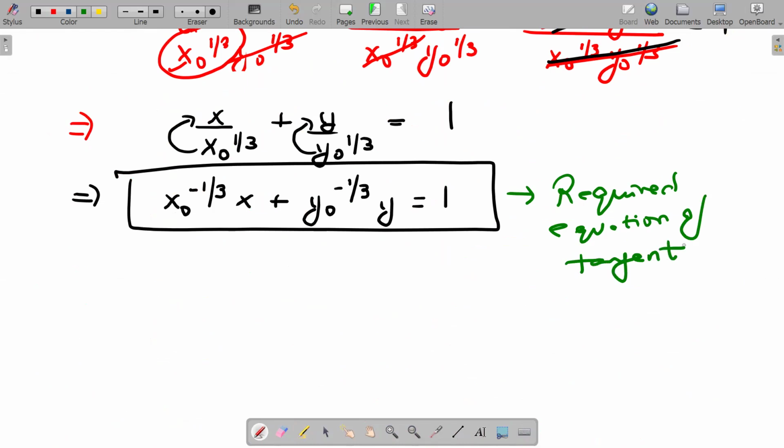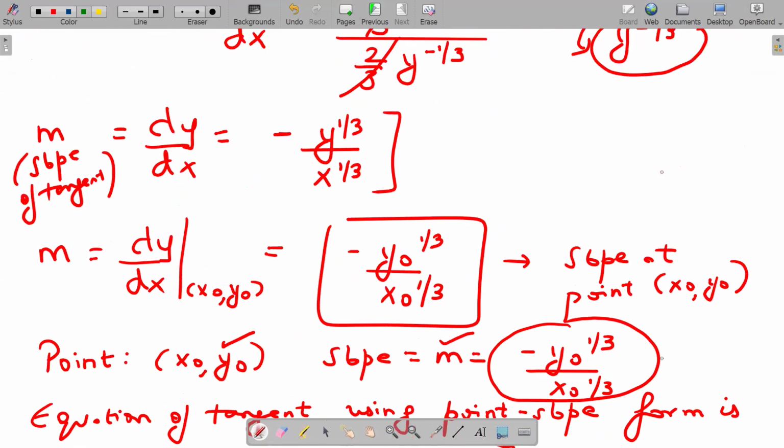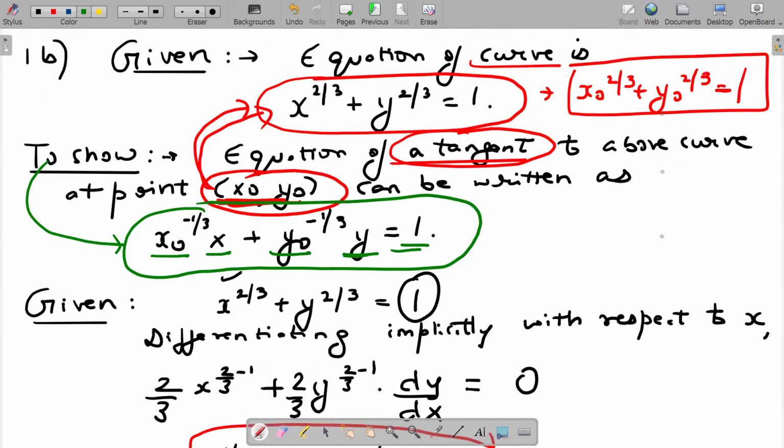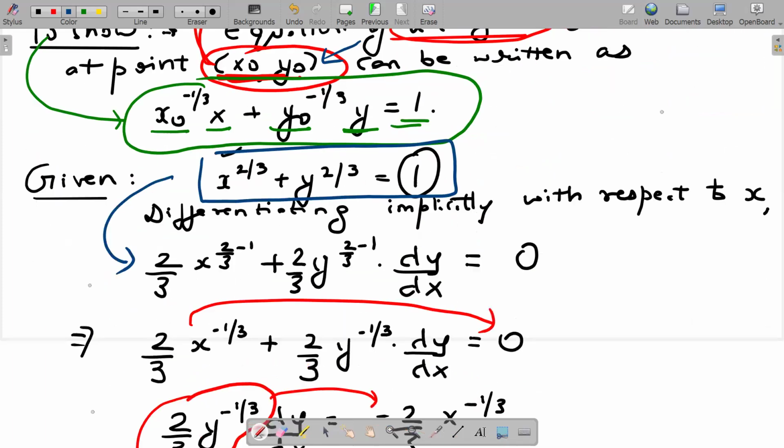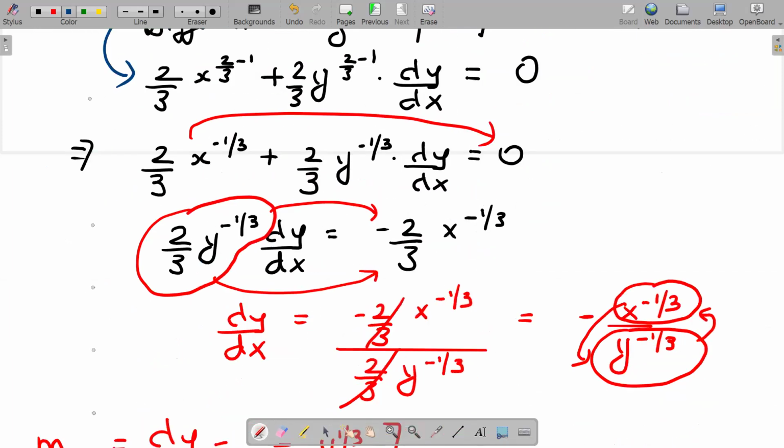If I just quickly sum up the whole process again, we were given the curve. I had to find the equation of a tangent at the point x0, y0. To find the equation of a tangent, I first need to find dy by dx. I need to find the slope. I start with the equation of the curve given to me. I implicitly differentiate it with respect to x, where y itself is also a function of x. I rearrange the terms, I find dy by dx. This is the dy by dx I got.